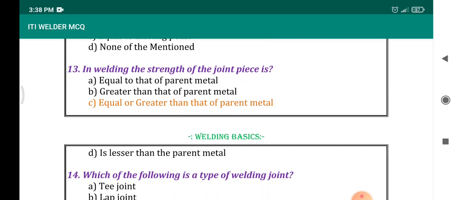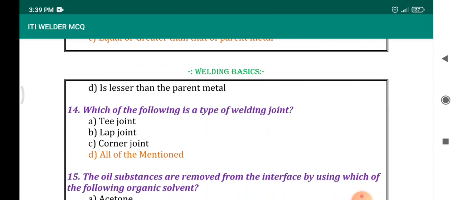In welding, the strength of the joint piece is... Normally, the strength of the welded joint will be equal to or greater than the parent metal.